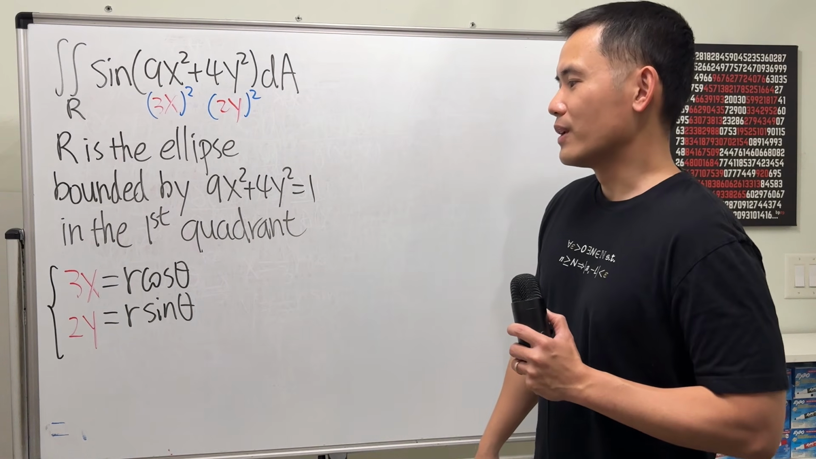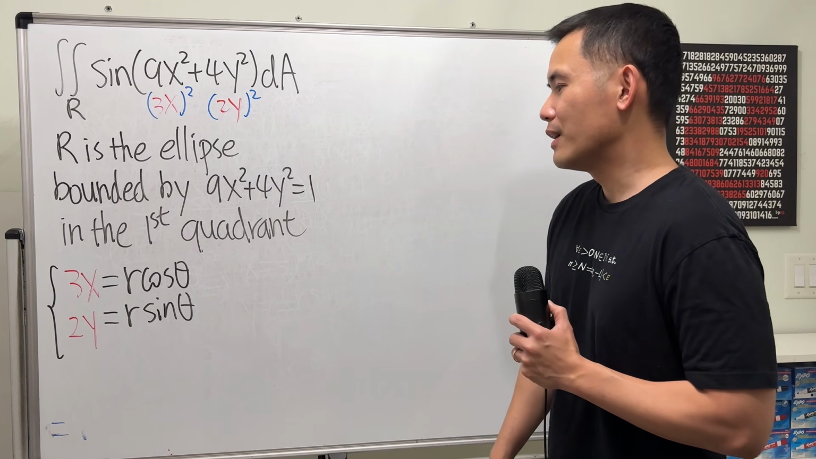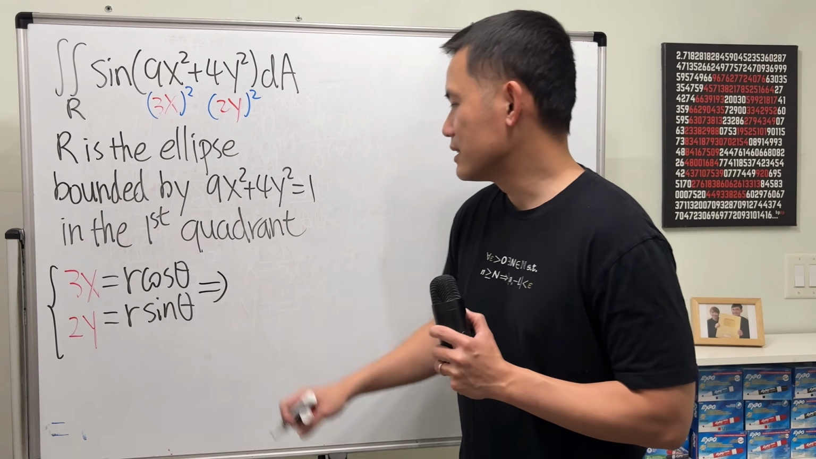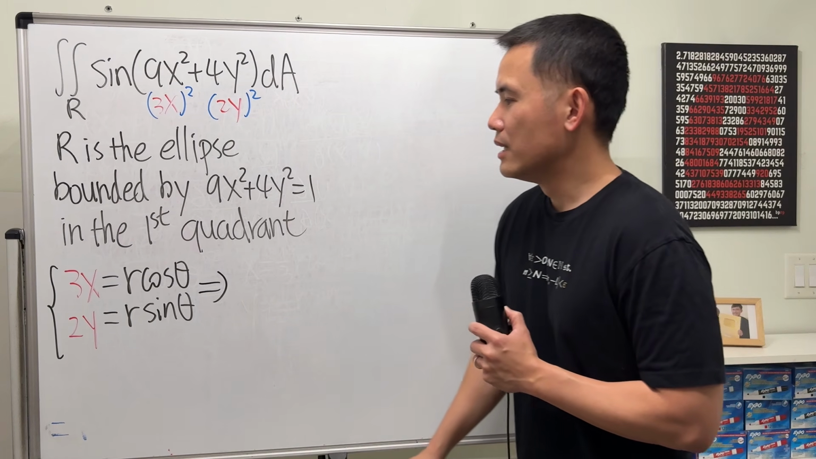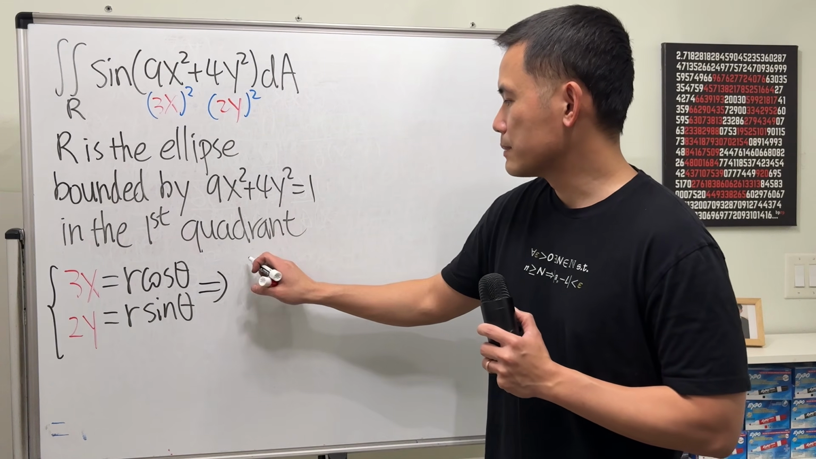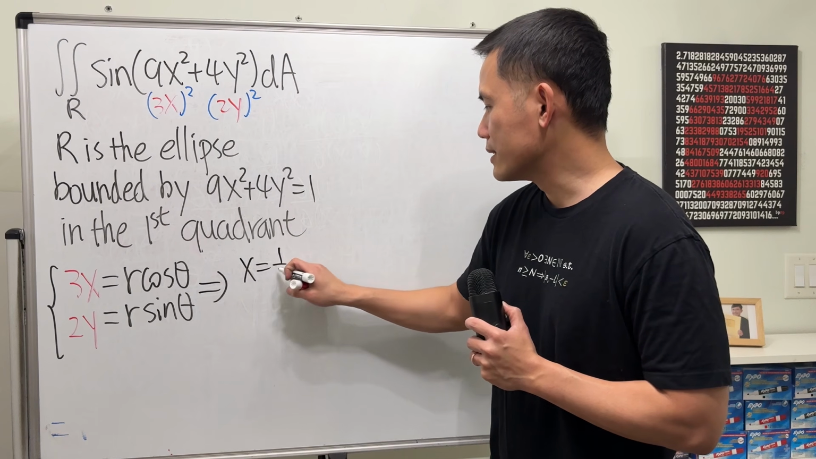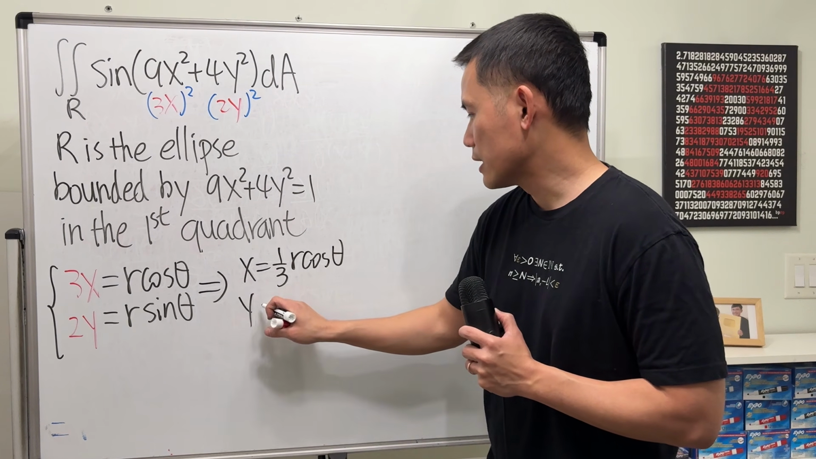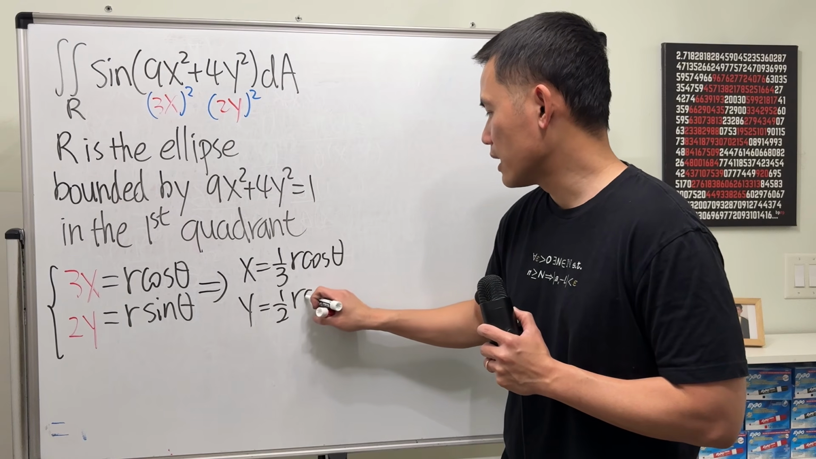Now, perhaps just for a review, let me do this in all details for you guys. Of course, if you have done this a few times, you can see some shortcuts. But anyways, right here, divide both sides by 3. X is equal to 1/3 r cosine theta. Divide both sides by 2. Y is equal to 1/2 r sine theta.